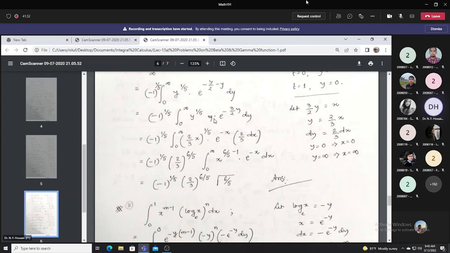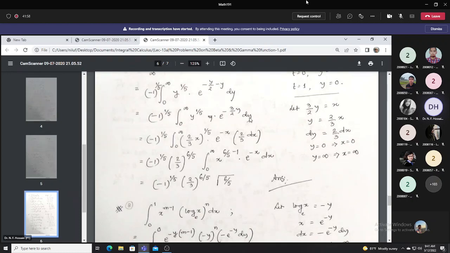Now try to write down the powers so that you can get gamma function. You see there should be only one negative variable as a power to this e. So let us take another substitution. 3 by 2y equals, say, x. 3 by 2 into y equal to x. So y should be 2 by 3 into x, and dy should be 2 by 3 dx.